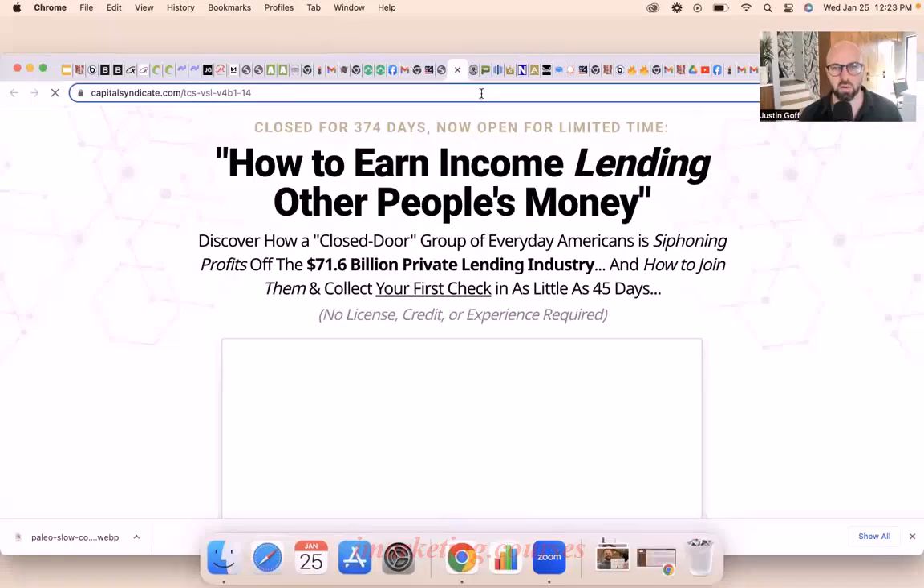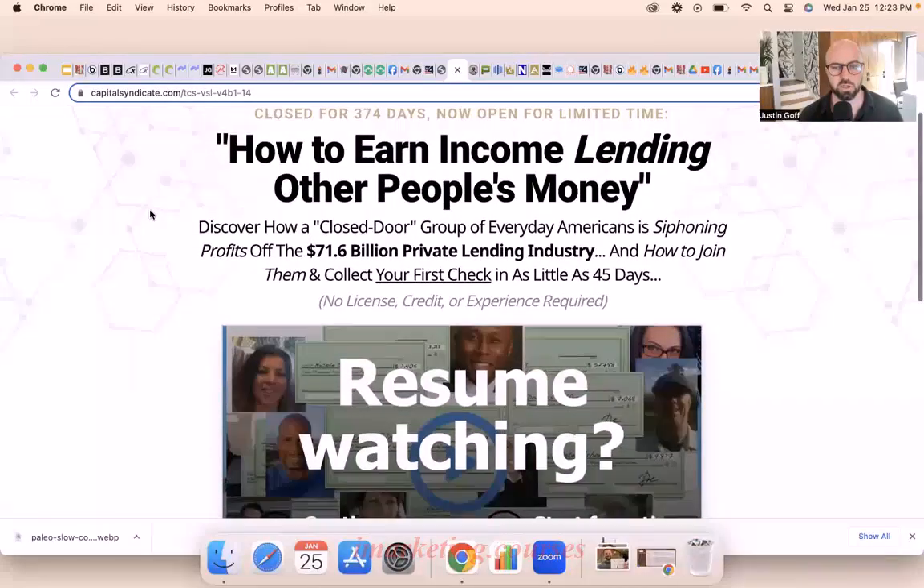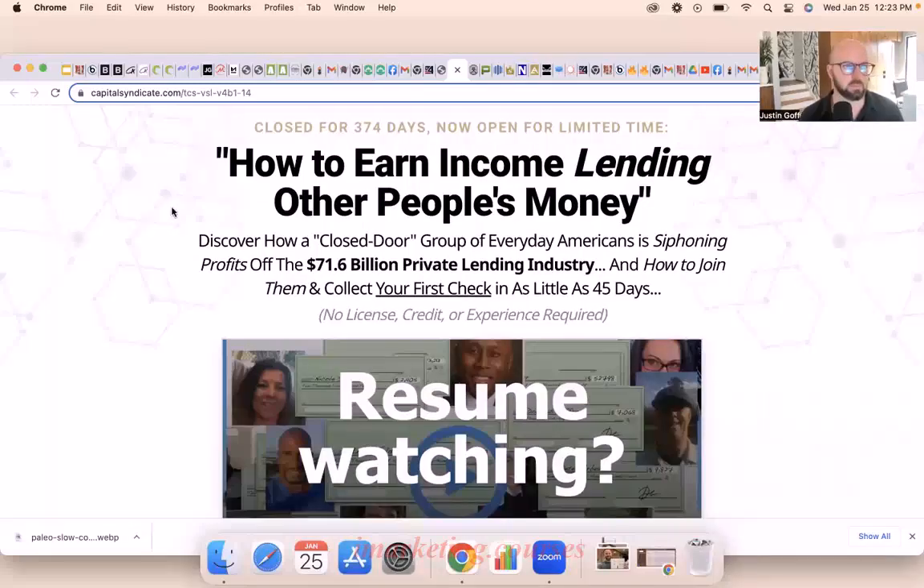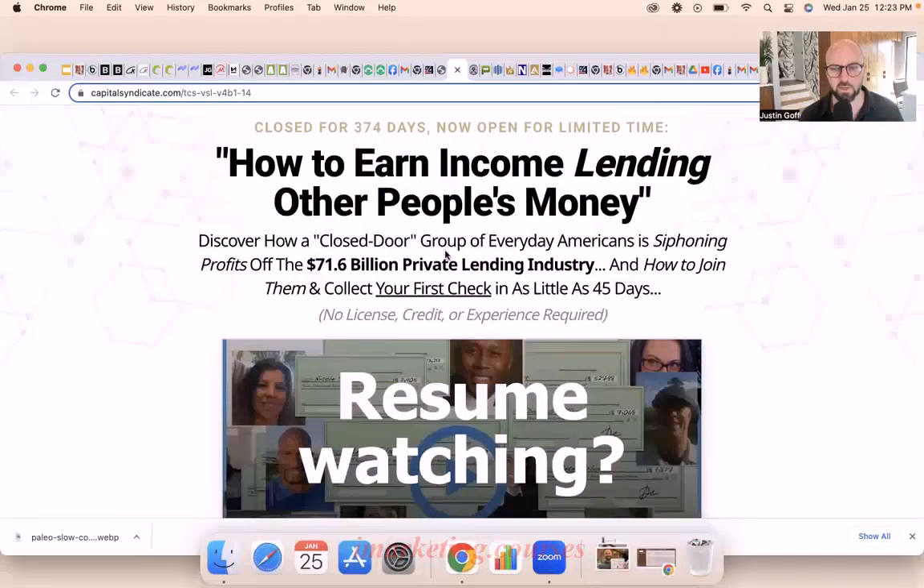This is in the BizOp real estate niche. This is a $97 offer. This offer is just crushing. They've been running a bunch of different offers like this for years and years. Full VSL, selling you a $97 product.